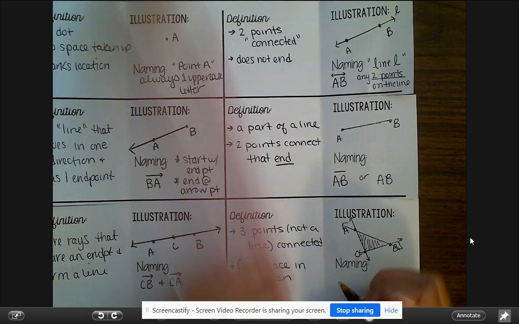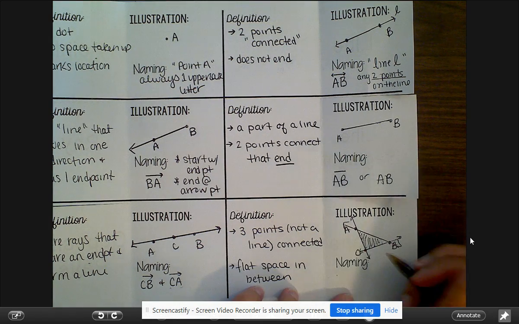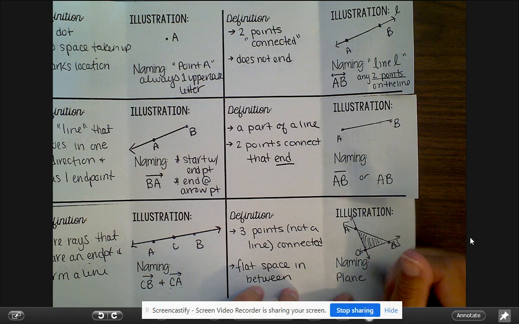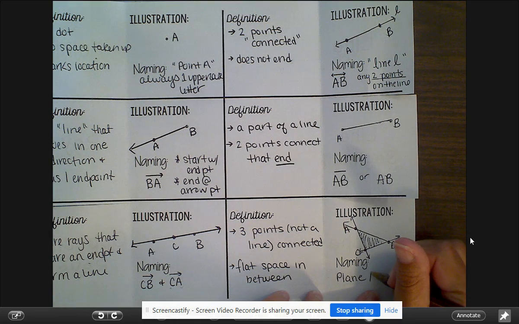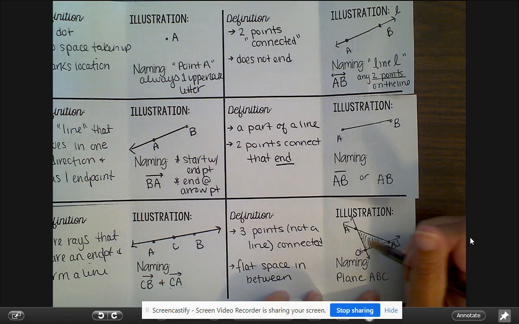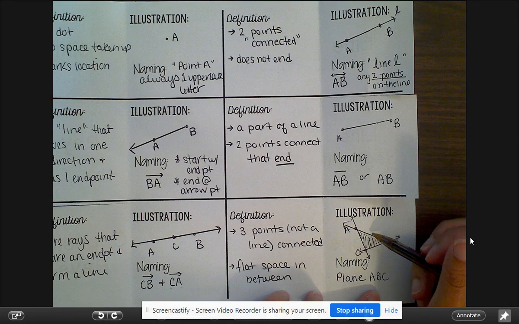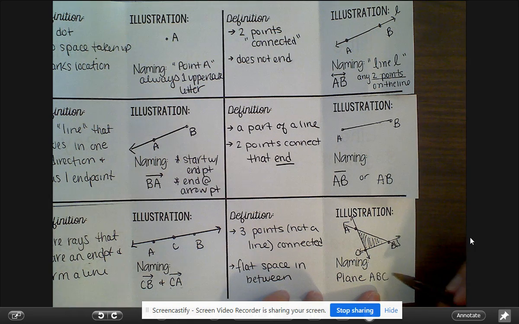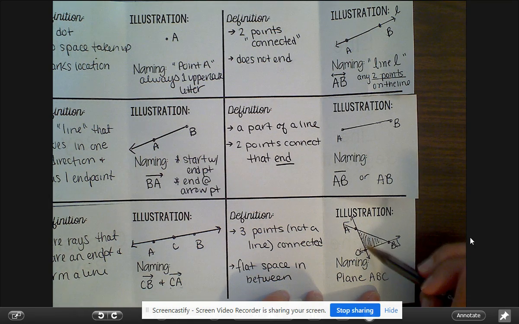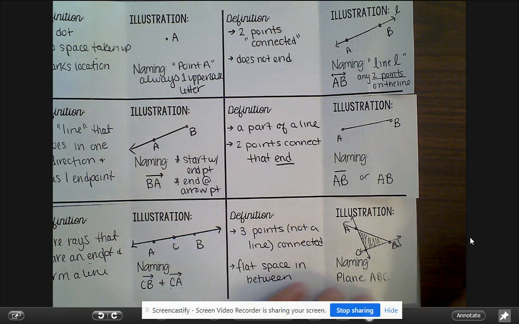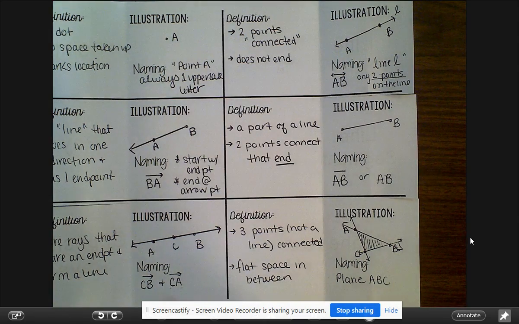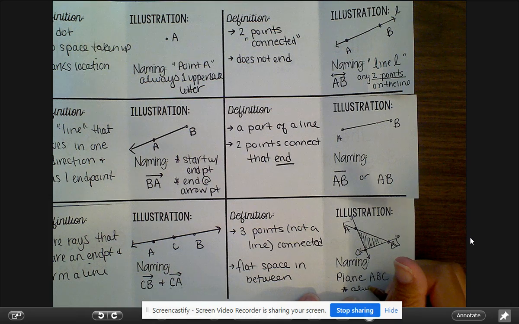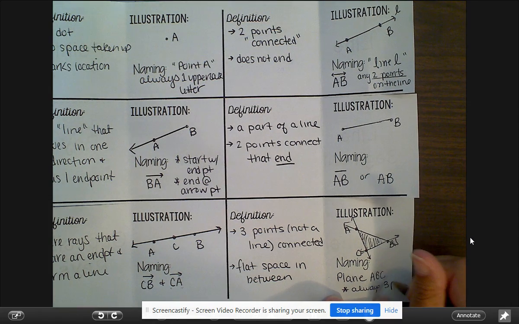And because it takes 3 points to do it, when I name it, I have to use 3 points that are on the plane. So I always have to use the word plane. And then the 3 points that are on it that I can see here are A, B, and C. Now, there could be more points on here. In fact, there are thousands, millions, an infinite number of points that I could put in here. So I could name it with another 3 points if I wanted. Like if there was a point D in here, I could call it plane ACD. That's good too. But it always has to be 3 points. So you always have to use the word plane, and then it's always 3 uppercase letters or 3 points.